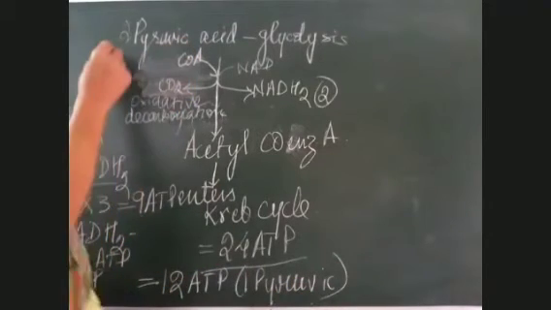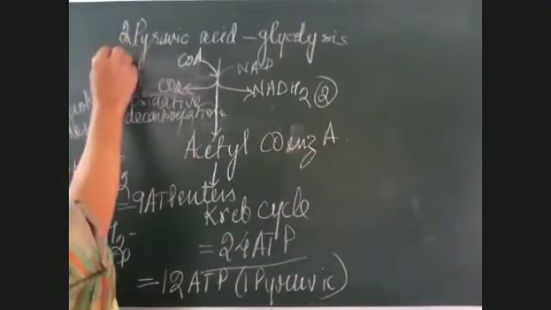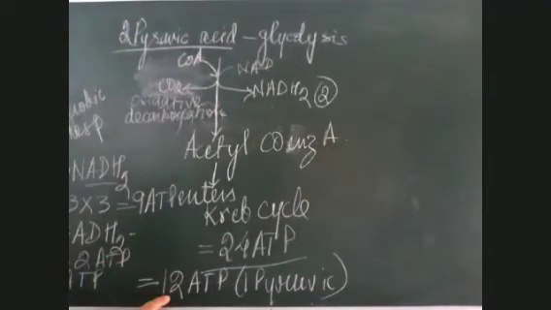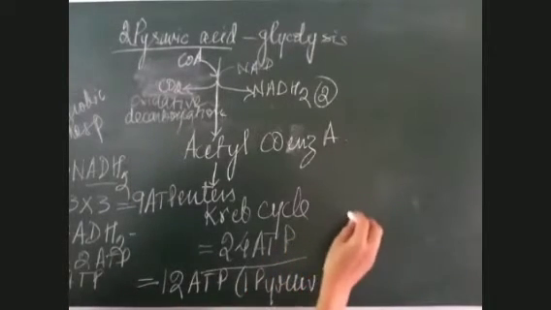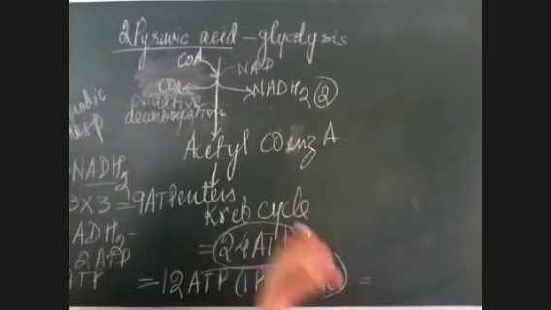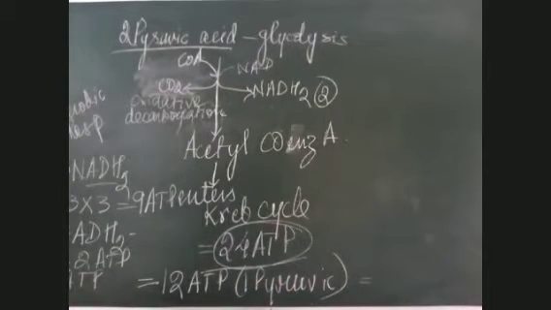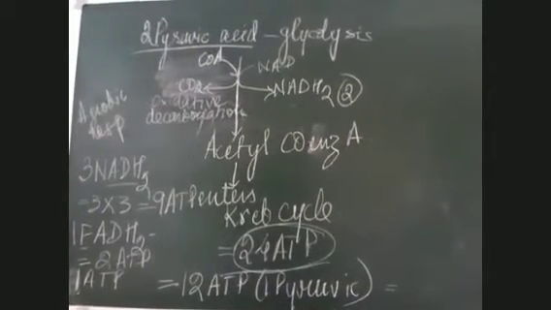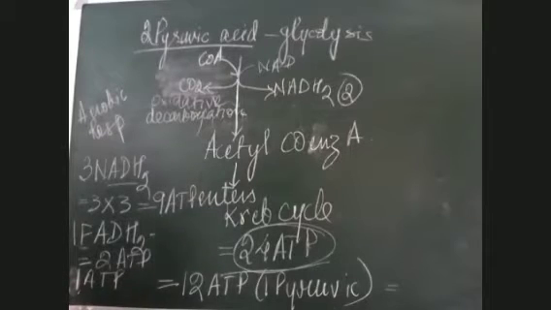Now how many pyruvic acids are there? There are 2 molecules of pyruvic acid. So when one gives 12 ATP, 2 pyruvic acids will give 24 ATP. As a result of the Krebs cycle we get 24 ATP because the Krebs cycle takes place twice, and during one cycle, 12 ATPs are produced. So here we end the complete Krebs cycle.